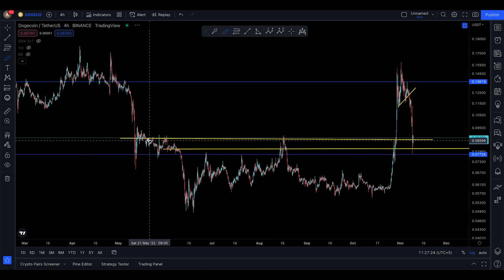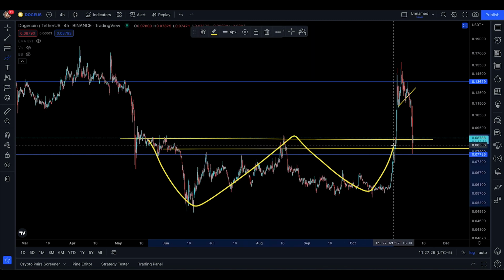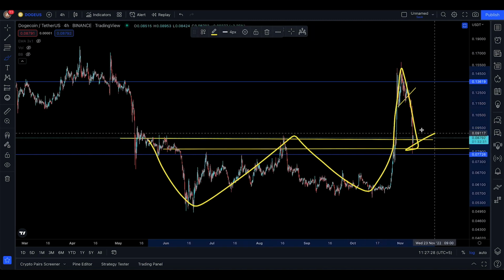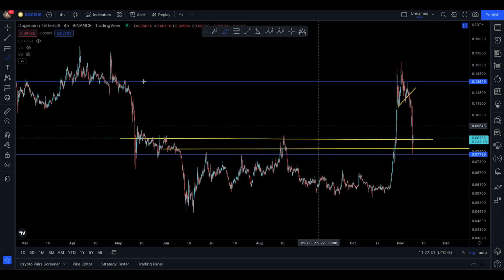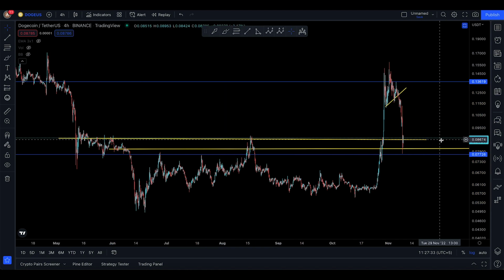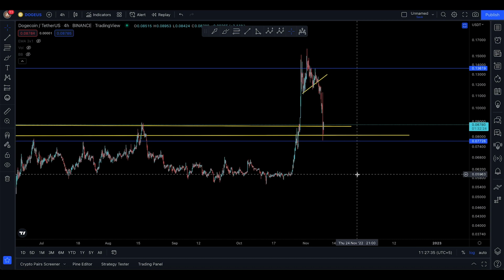The pattern that actually had to play out was this one, and it has already played out. It went down, up, down, W double bottom, went up, came down. There's no other pattern left, and Bitcoin is also looking bad. So be careful. I'm not going to buy anything at the moment for Dogecoin.